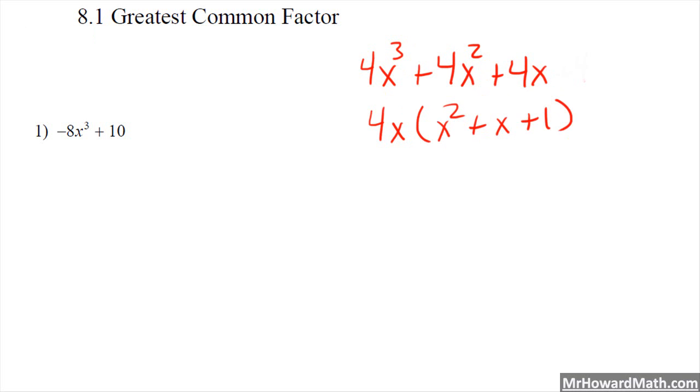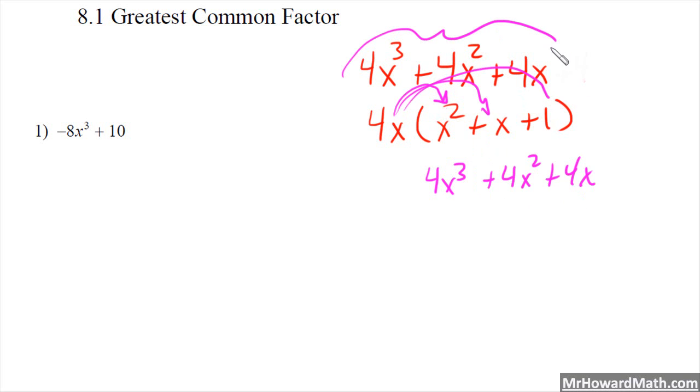Then you need to check your answer all the time and distribute that back in. So 4x times x squared is 4x cubed, 4x times x is plus 4x squared, 4x times 1 is plus 4x. And now it looks like it did before, so you know you did it correctly. So now let's look at some actual examples that you have on your paper.